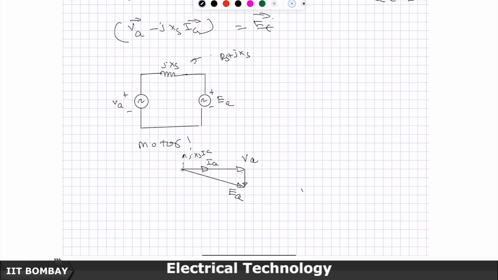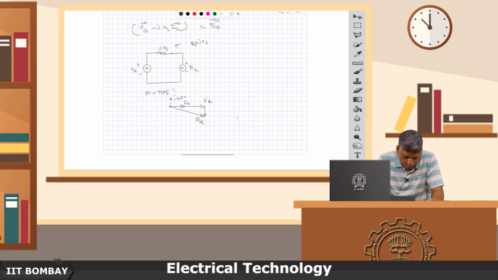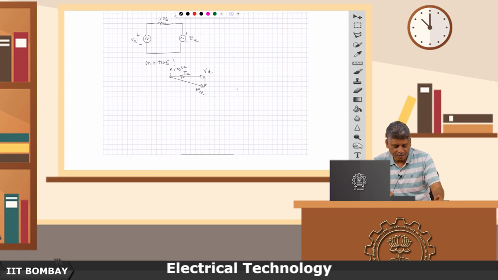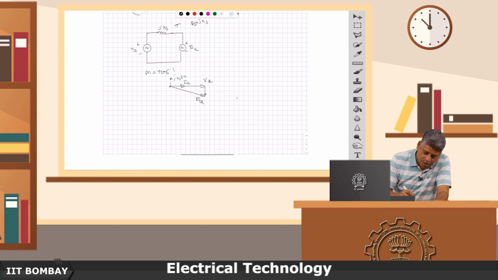From this equivalent circuit, I can write the phasor diagram of the machine, and you can write it for leading power factor, lagging power factor, whatever. I just demonstrated this to you. Now, what more can I do with this phasor diagram? I can, for example, now derive the power and torque equations.